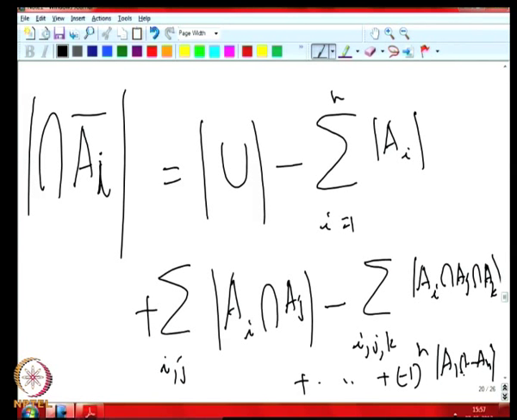So the question is how will we get this formula. We discussed it in the last two cases, so we will discuss it in the next class.